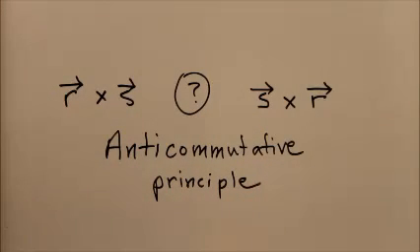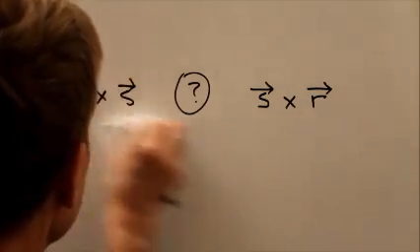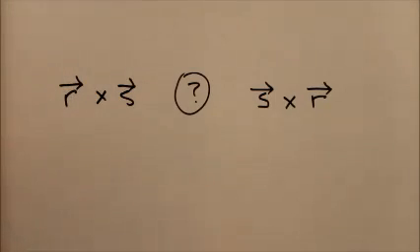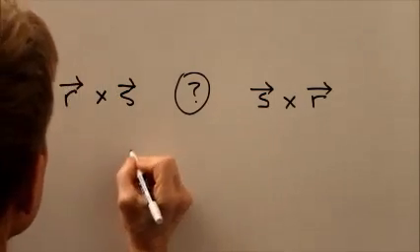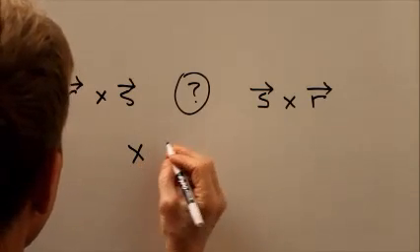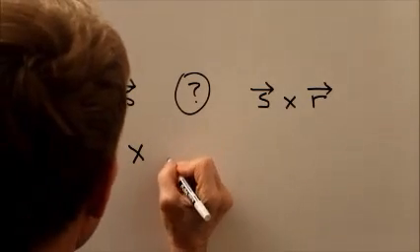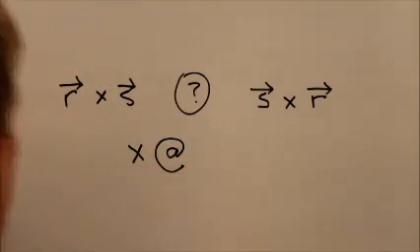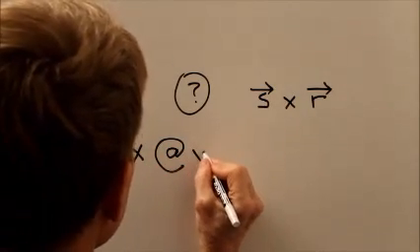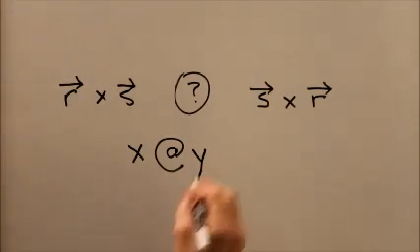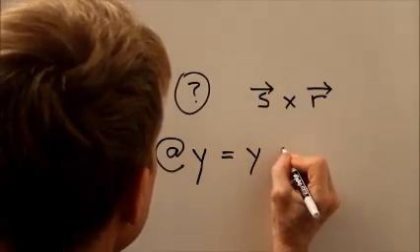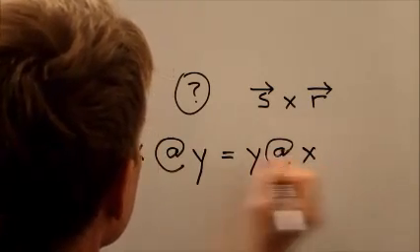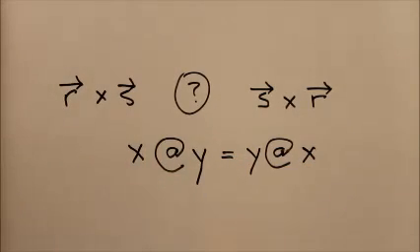What does the anti-commutative principle mean? Well, as you may recall from your algebra courses, just ordinary arithmetic and algebra, the commutative principle for any two numbers or quantities, let's say x and y, if we have an operation, let's use the at sign for the operation. If the operation at is commutative, it means we can switch the order of the variables or numbers or quantities or whatever they are and always get the same result.